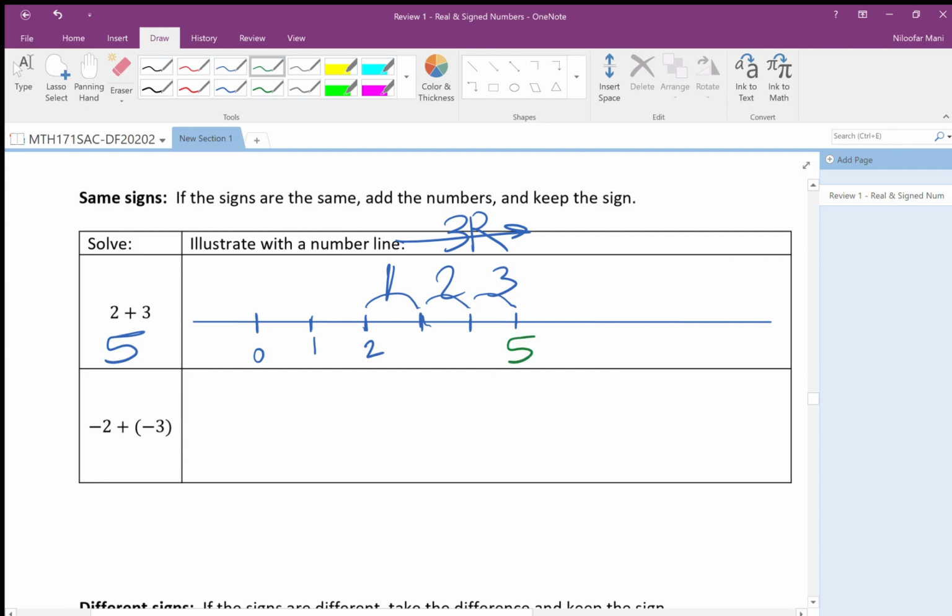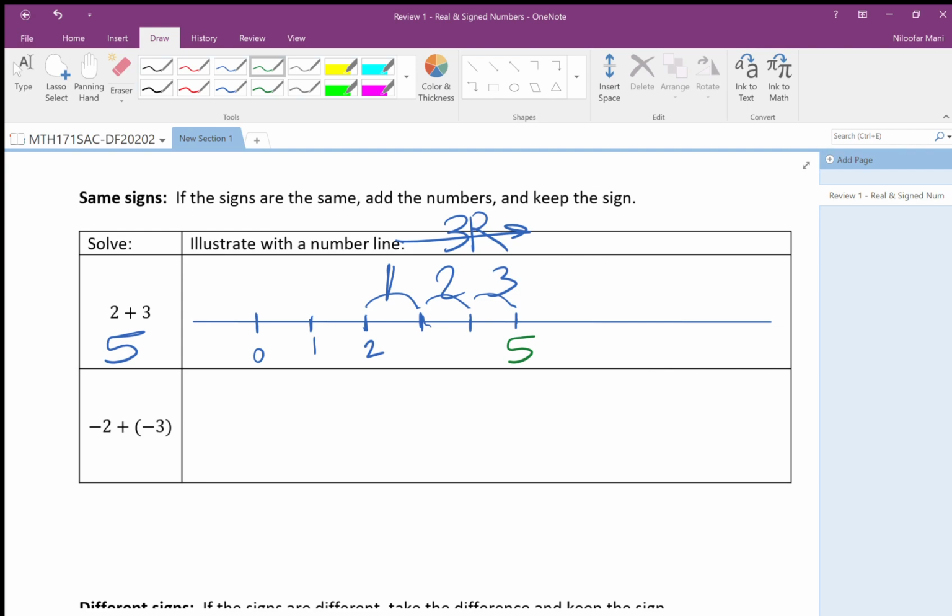So I'm going to tell you, in week 2 you have a quiz, and I want you to show me with number line this way. The destination is the answer. Okay?